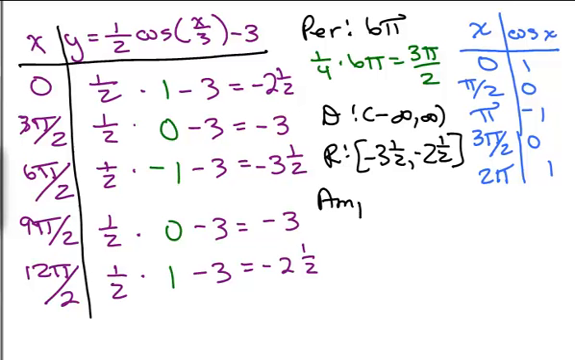The amplitude was 1/2, and then there was the vertical shift. I'm just going to put VS. It was down 3 units, or 3 units down, whatever. So now we're ready to graph using these ordered pairs, and then we'll be done.